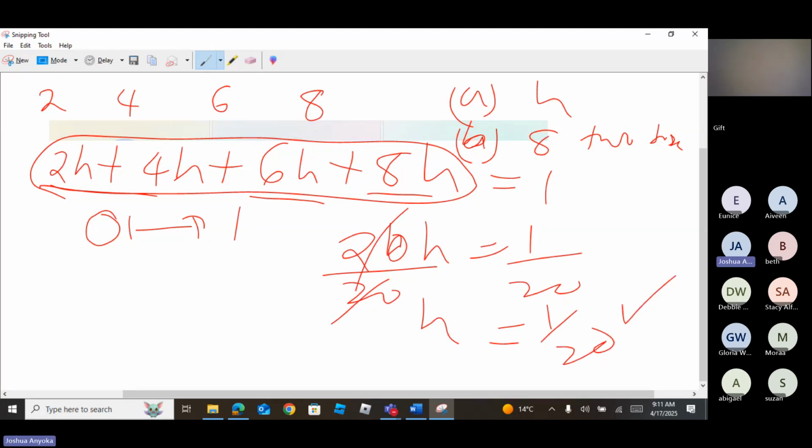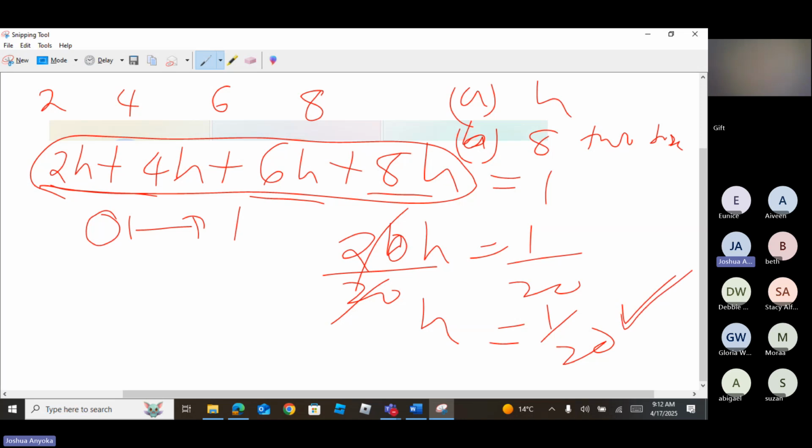Have you seen where we are getting the idea from? Range of probabilities. The sum of probabilities in the whole event must add up to 1. And we are told the probabilities of every side is biased, such that the probability of getting the first one is 2H, then 4H, 6H, and 8H. So the sum of probabilities should give us 1. So the H is 1 over 20.